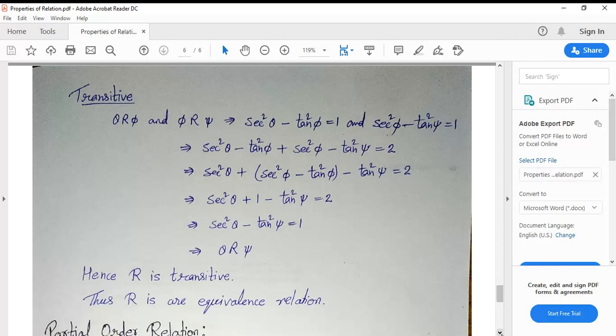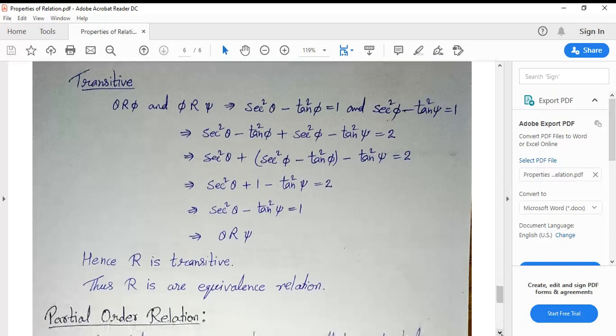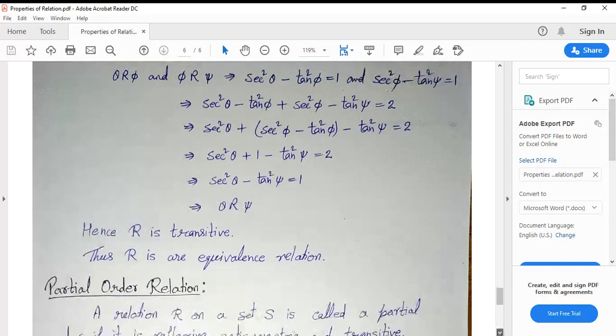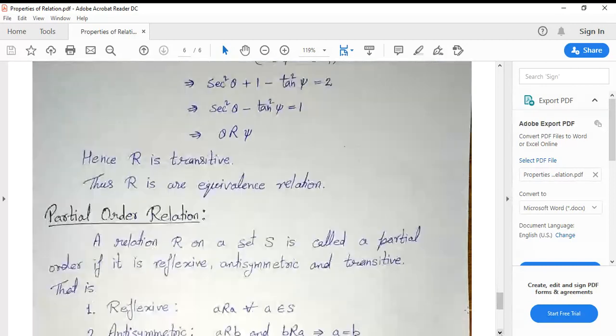So now we have shown all three properties: reflexivity, symmetry and transitivity. So this relation is an equivalence relation. Now it's clear what an equivalence relation is and how to show that any relation is an equivalence relation.